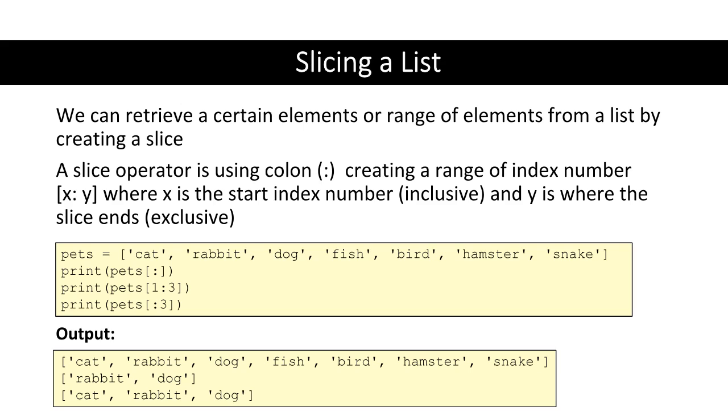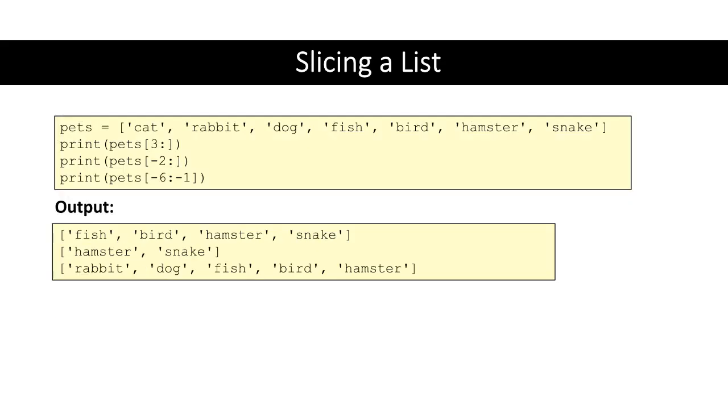We can slice lists in different ways, including using negative indices or omitting start and end values to retrieve specific sections of data. For pets[-2:], this starts from the second last element and goes to the end. So the result is hamster, snake.